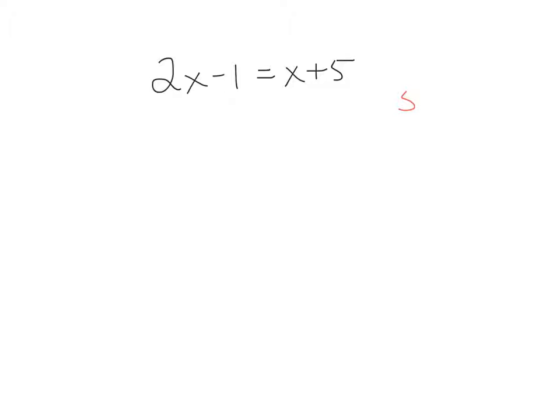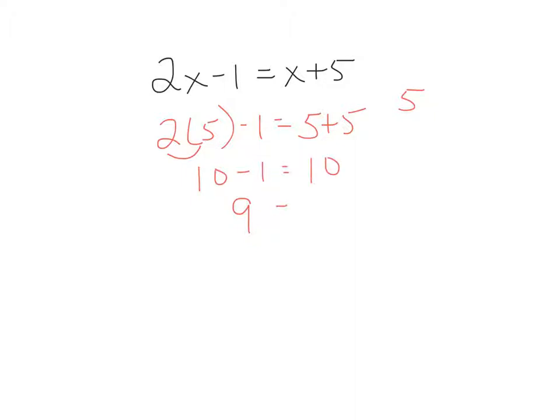Sometimes you might have x on both sides of the equation. Is 5 a solution for this particular equation? Well, the way to find out is to put the 5 in where the x is on both sides and solve. So if I put the 5 in on both sides, on the left side I have 2 times 5 minus 1, and on the right side I have 5 plus 5. If I solve both sides, 2 times 5 is equal to 10, 10 minus 1 is equal to 9, so on the left hand side I have 9, on the right hand side I have 10. So in this case 5 is not a solution for that particular equation.